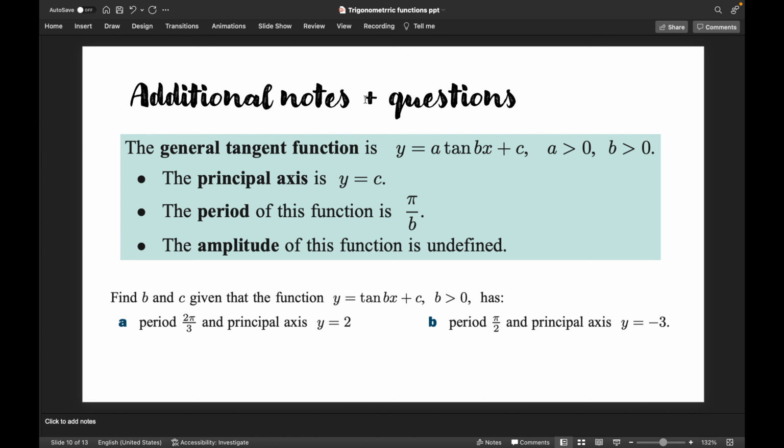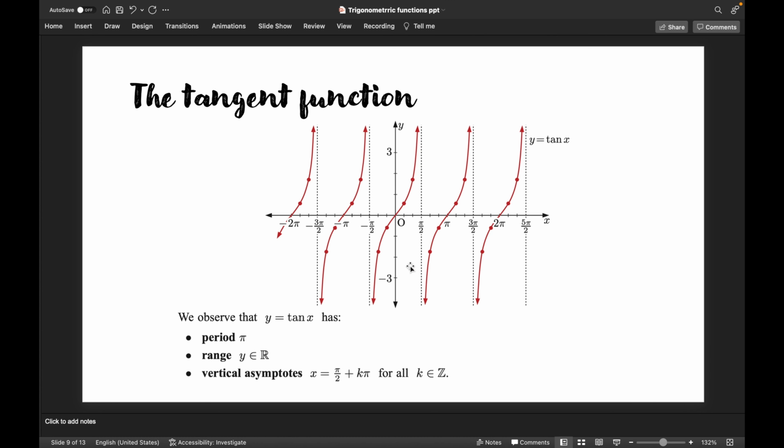And now let's look at some additional notes plus questions. So the general tangent function is y equals a tan(bx plus c). And a must be greater than 0 and b also should be greater than 0. And the principal axis is y equals c. And then the period of this function is pi by b. Before it used to be 2 pi by b for sine and cosine, but for tangent, it's going to be pi by b.